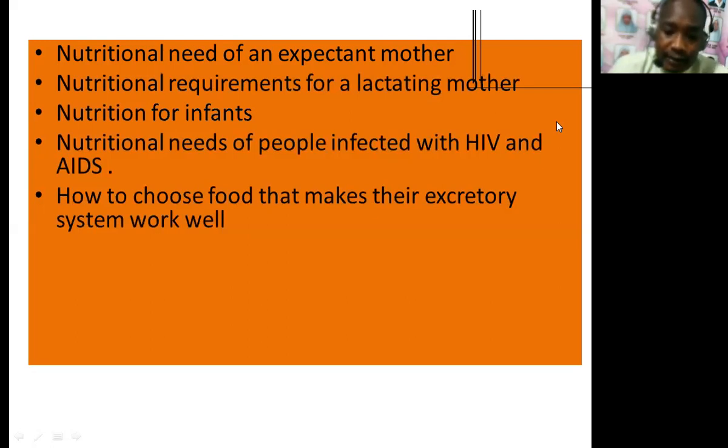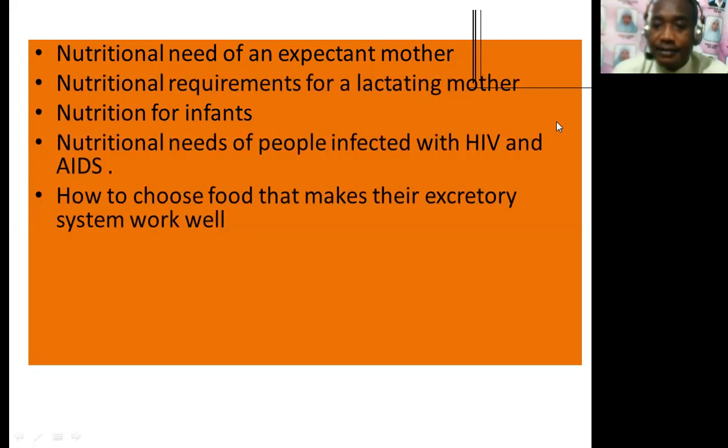And note, fried foods are not part of nutritional requirements for any of the special needs. I repeat, fried foods are not part of nutritional requirements for any of the special groups.